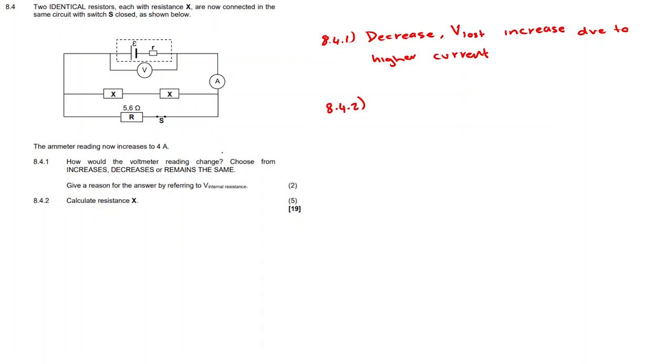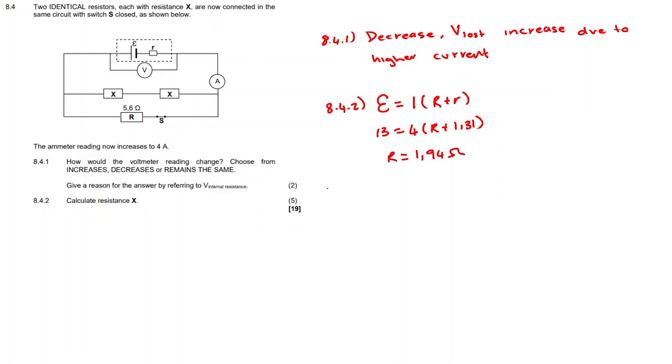Question 8.4.2. Calculate resistance X. To calculate resistance X, we first must get the total external resistance. So we can use the equation EMF is equal to I, external resistance being capital R and internal resistance being small r. We then know the EMF is still 13, however, the current changes to 4. The internal resistance remains the same. If we then rearrange and plug that into the calculator, we should get our external resistance to equal 1.94 ohms.